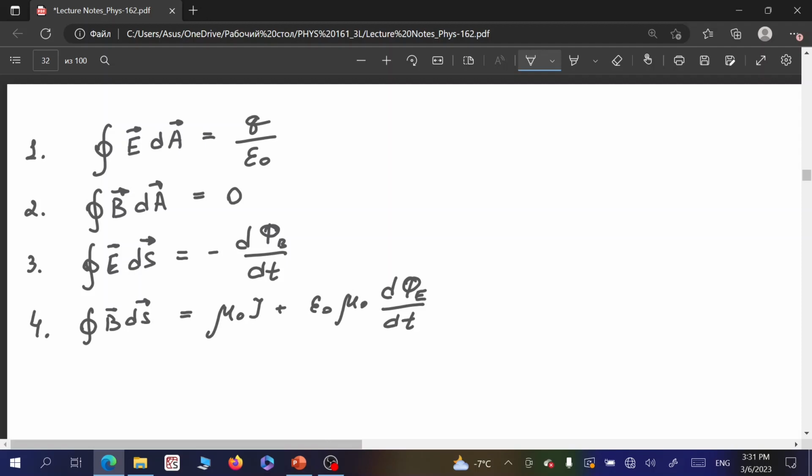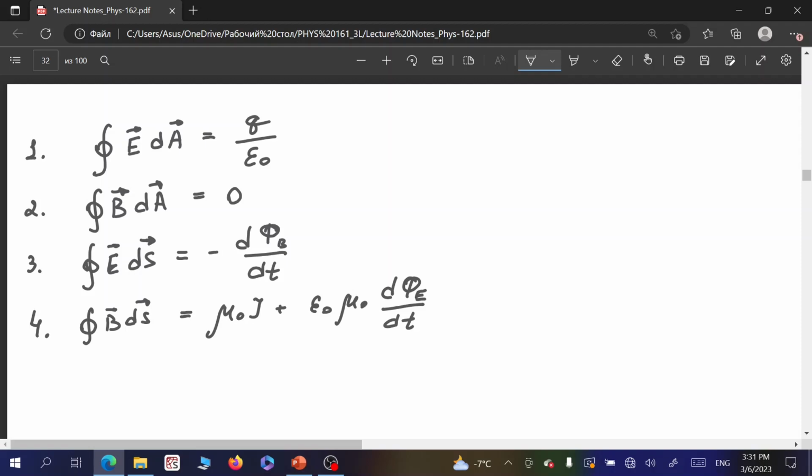However, at the same time, we still have two types of sources for magnetic field, and they originate from equation 4, which is Ampere's Maxwell law. So the first source is conductivity current, and the second source is the time-varying electric field flux. So these are the main messages of the system of Maxwell equations.